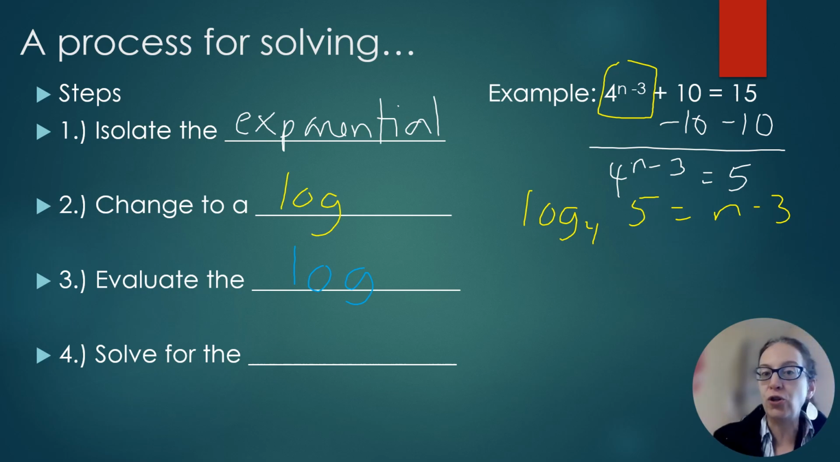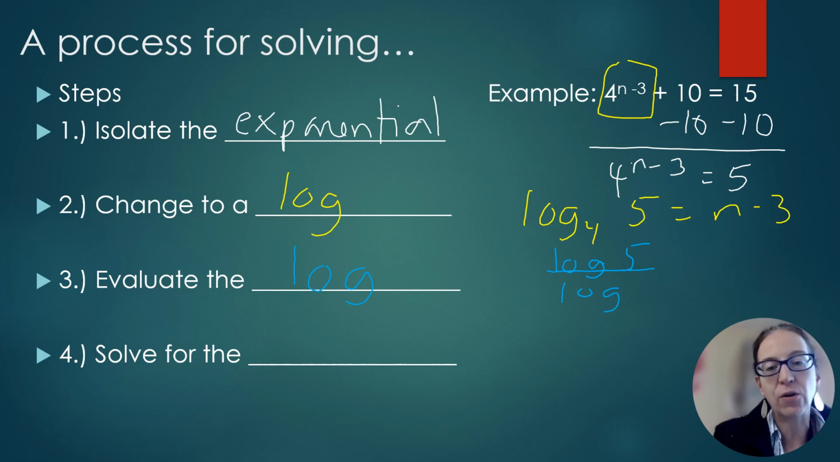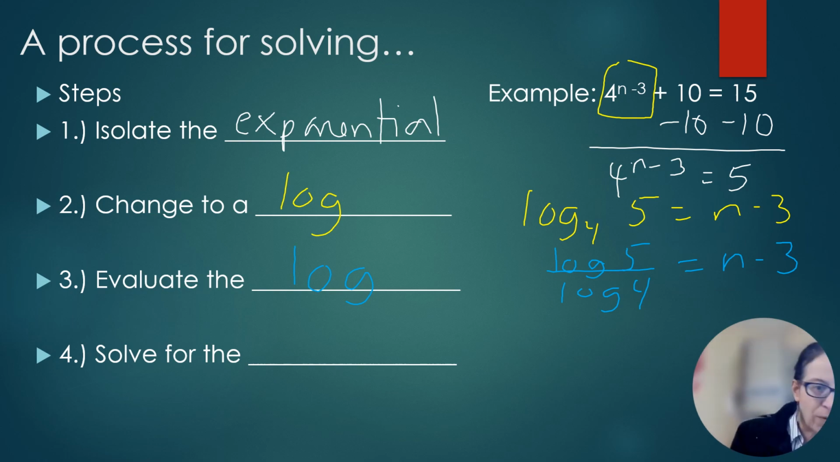Now you can do this in 2 steps or you can do it in 1 step. I do want to make sure that you are at least at times using that change of base formula. So that's going to be the log of the attic divided by the log of the basement. And then we will dump that into our calculator. So we have log of 5 divided by log of 4, and that's going to give me 1.1610 is equal to n minus 3.